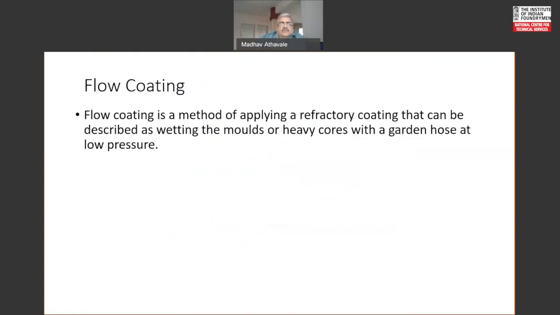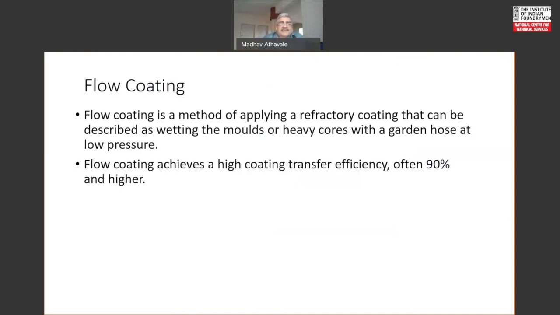Now, what is flow coating? Flow coating, in simple words, is a method of applying a refractory coating that can be described as wetting the molds or heavy cores with a garden hose at low pressure. High coating transfer efficiency, 90% and higher.